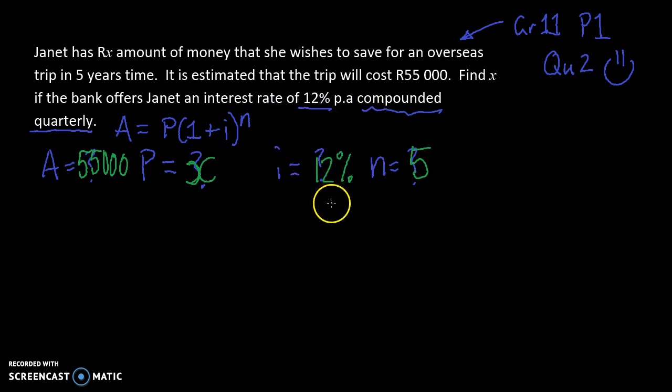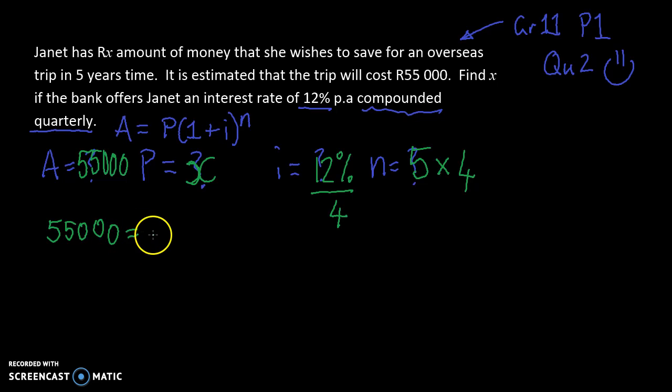Now that's actually quite important because that 12% is not an effective interest rate. It's a nominal interest rate, which means we've got to divide it by 4. But now because we've divided the interest rate by 4, we've got to make sure that we've increased the number of payments or the number of periods by 4 as well. In other words, we're now going to have something that looks like this.